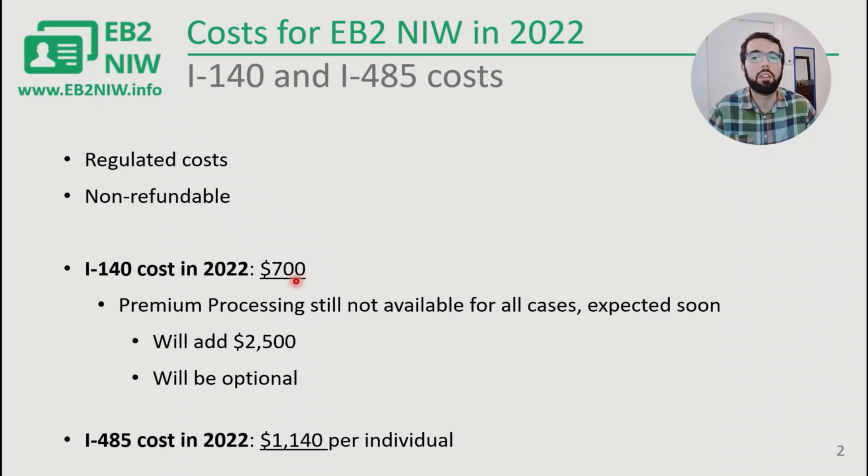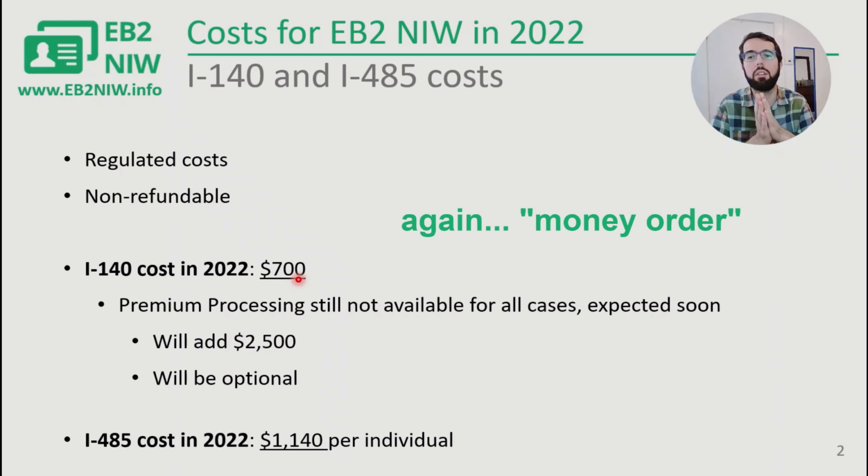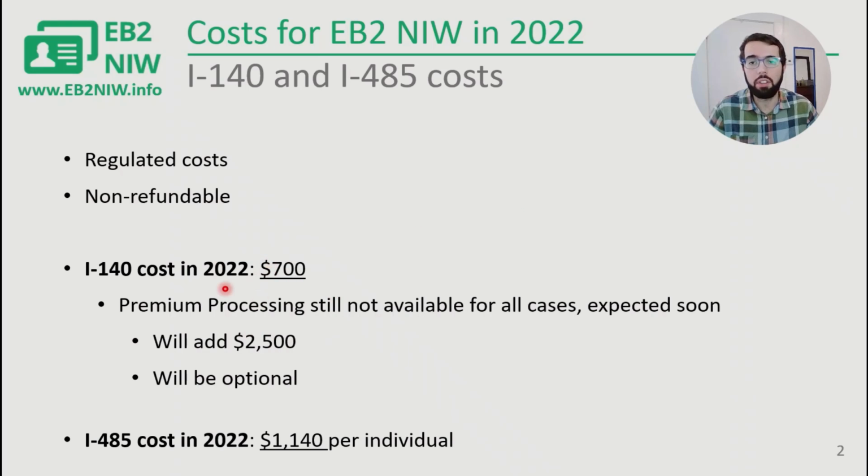So the cost for I-140, which is the first leg of the NIW process, is $700. So you'll need to submit your application, and in the application you will have a check or a cashier's check, and that will be for $700. Right now, there's no premium processing available for this category. Only for certain older cases, they can actually upgrade to premium processing. But soon, USCIS expects to have premium processing available for everyone. This will add $2,500, but it's also optional. So you can pay for that and have your case processed fast, but you can also not pay for it and just have the normal processing time.